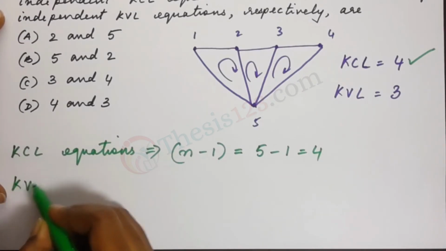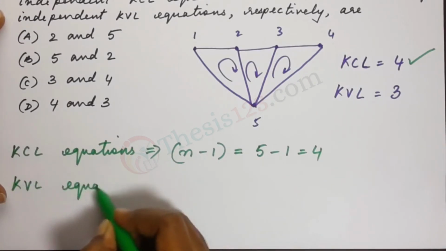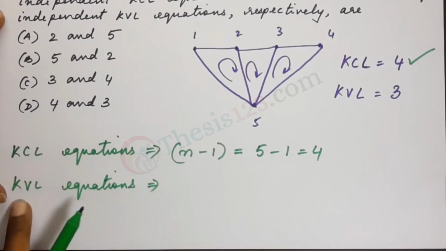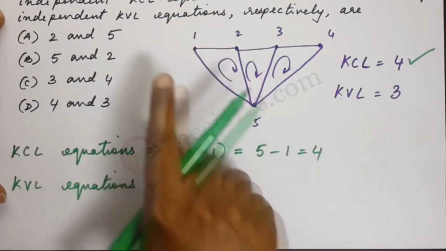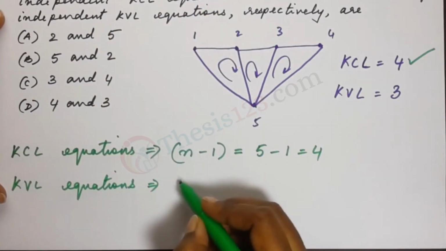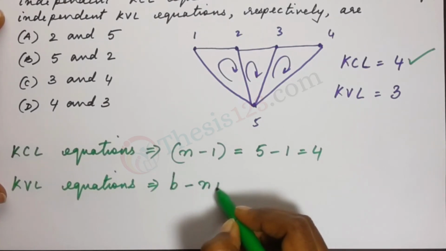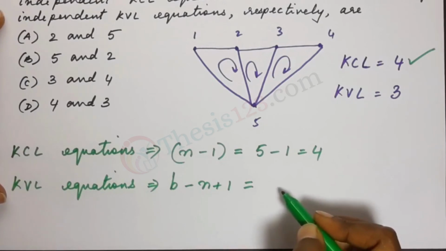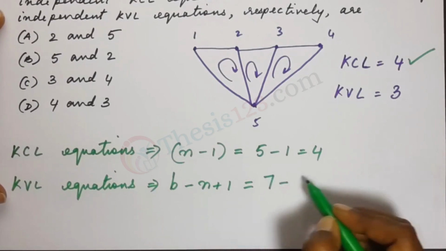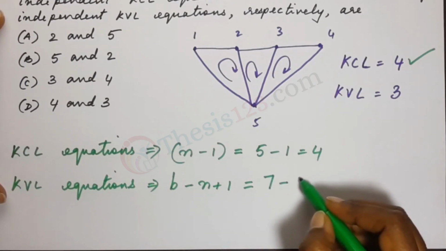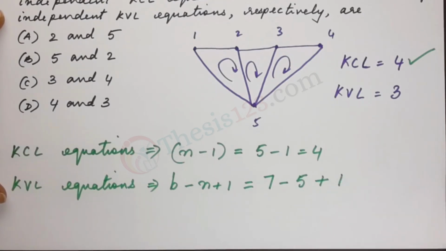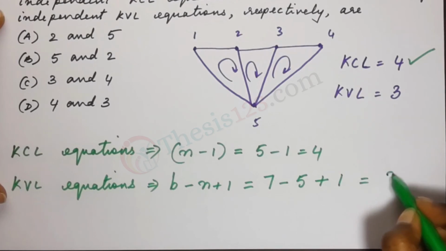And then comes KVL equations, Kirchhoff's voltage law equations. Kirchhoff's voltage law corresponds to the number of loops in the graph. So based on what's given to us, the formula is B minus n plus 1. B minus n plus 1 is the number of loops. So the branches are 7 minus the number of nodes 5 plus 1. That gives us 3.